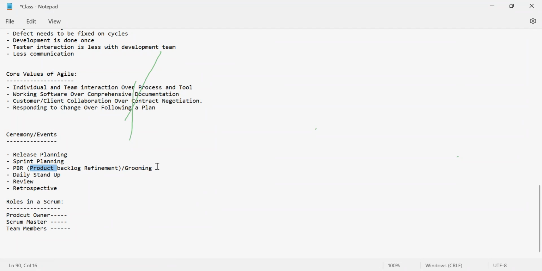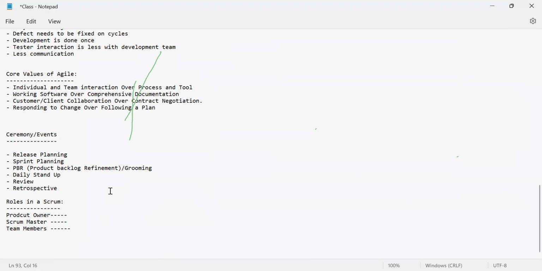Further discussion, if there are any questions about any story, is done as part of PBR, product backlog refinement, also called product backlog grooming. What is a product backlog? We have 100 stories, right? Only the product owner knows completely about these 100 stories. Why? Because he himself broke down the functionality into 100 stories.